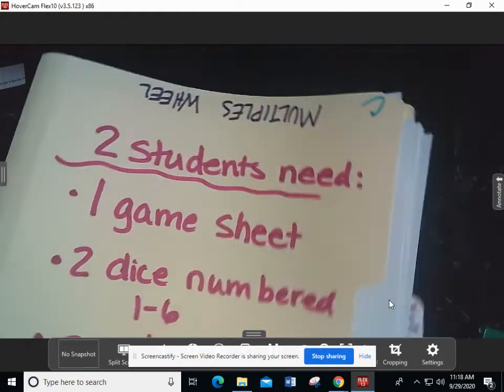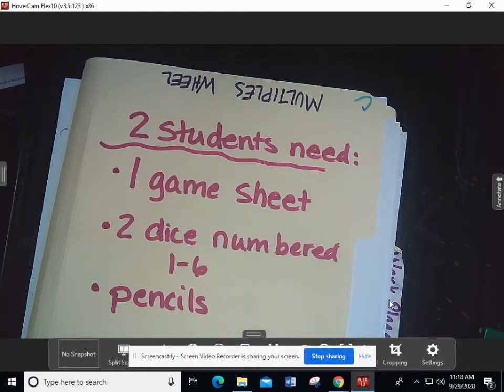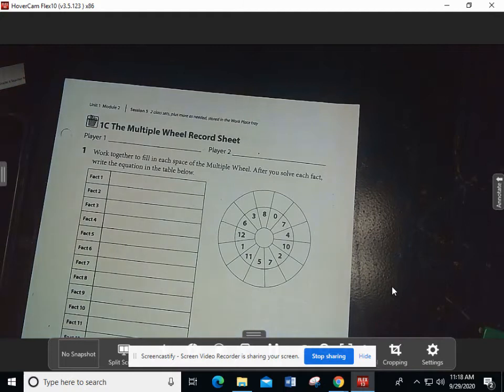In this game, 2 students need 1 game sheet. 2 students need 1 game sheet, girls. You need 2 dice, numbered 1 through 6, and you need pencils. There isn't any coloring involved on this one. So, it's actually fairly easy to do. Because you have 2 dice you're going to roll together.